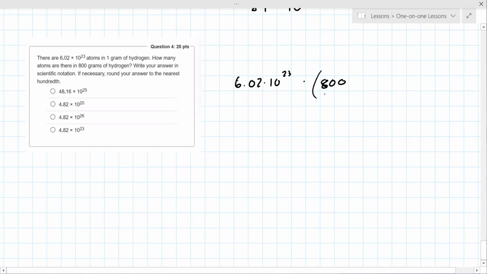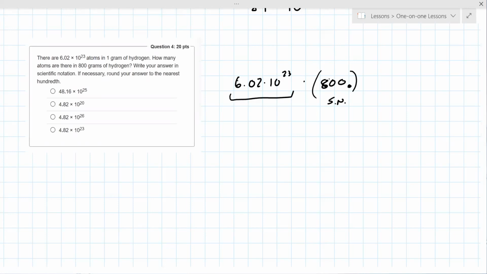Yeah. Now, the best way to do it is to convert this number on the right here into scientific notation. It's not currently in scientific notation. So I want you to do that for me. I want you to tell me what 800 is in scientific notation. 800 times 10 to the power of 2. I mean 8 times 10 to the power of 2. Good.